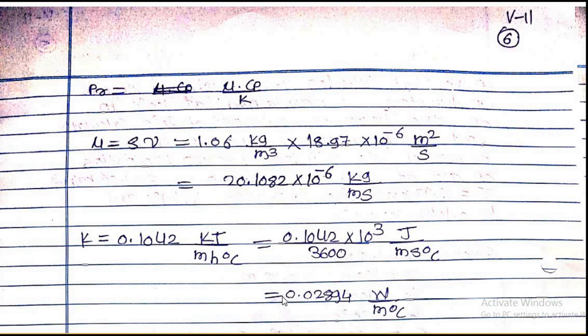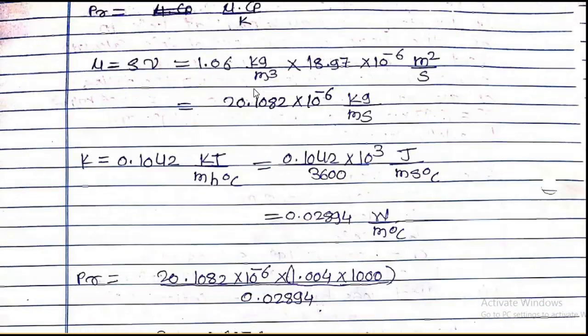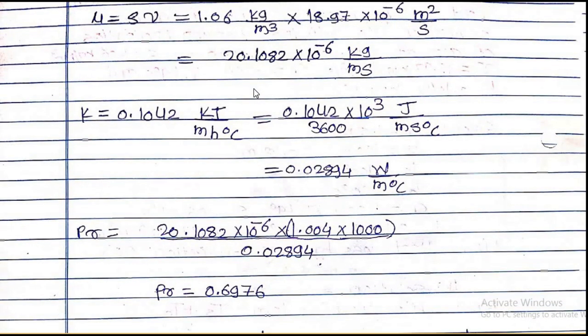So after doing the calculation we will get the K, that is thermal conductivity value, as 0.02894 watt per meter degree Celsius. So the thermal conductivity value we get here, and the mu value also we will get, and the Cp value is provided as a given quantity in the problem, in the properties of air.